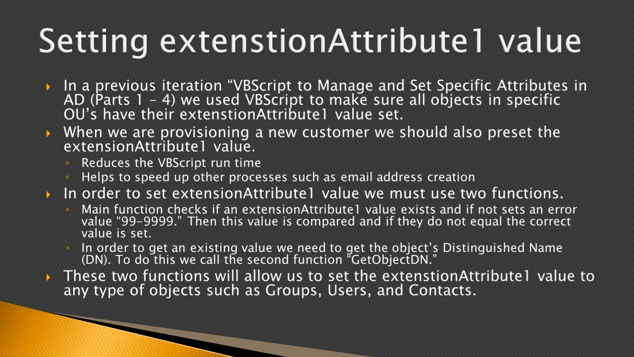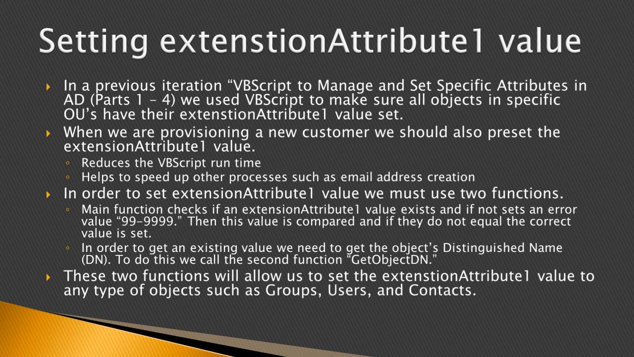One of the things that we will have to do when we create a group is set its extension attribute 1 value. In some cases, this doesn't matter, but whenever this existing group that we create turns into an email-enabled group, then we want the extension attribute 1 value set because that is going to be used to generate email addresses.